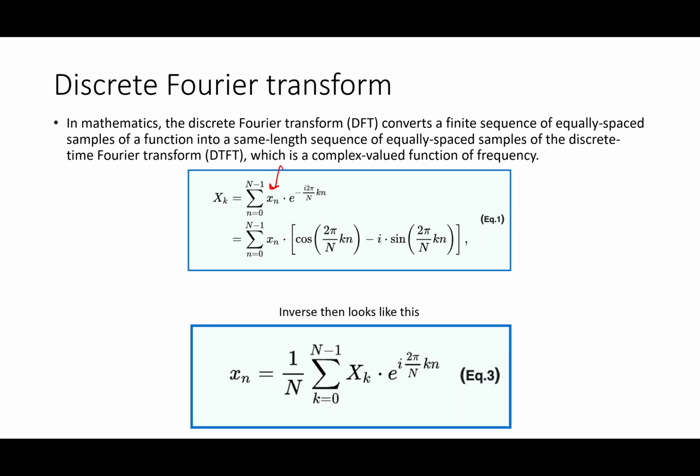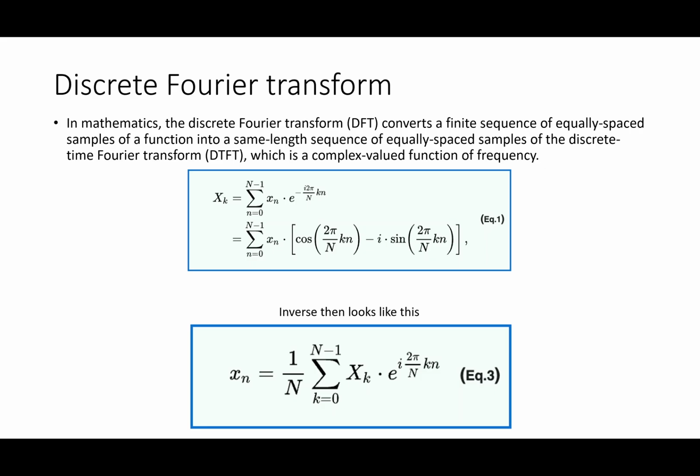In mathematics, the discrete Fourier transform converts a finite sequence of equally spaced samples of a function into a same length sequence of equally spaced samples of a discrete time Fourier transform. Just skip over that. We are going from n time points to n frequency points, and that's what discrete Fourier transform does, and its inverse is also the same. So now what we are going to do is do 1D convolution on whatever the n outputs of this discrete Fourier transform are.